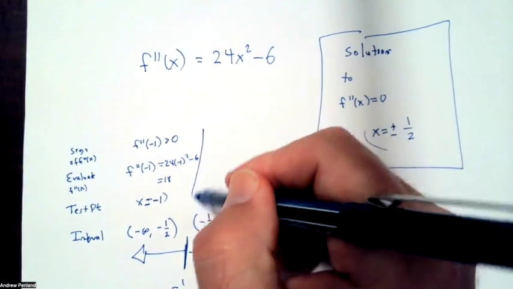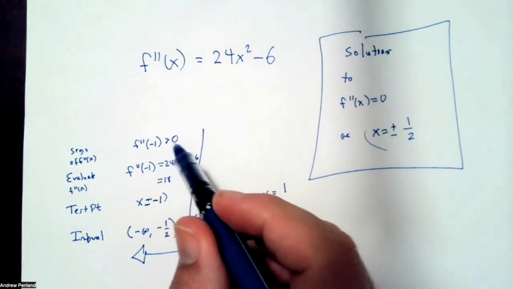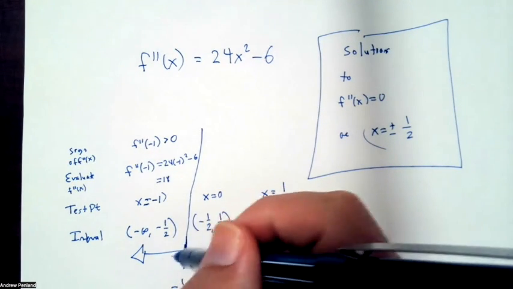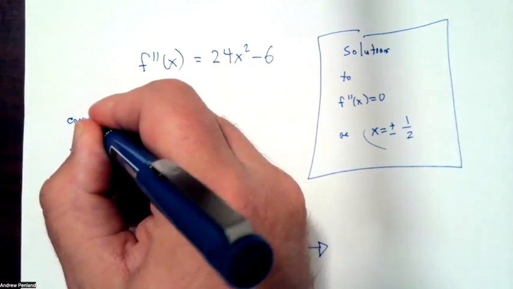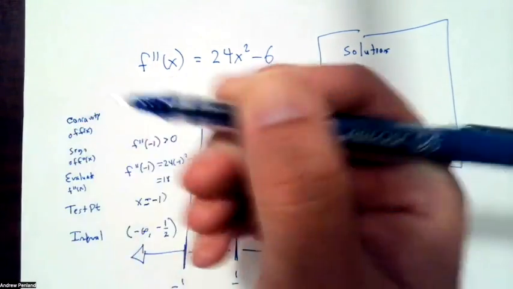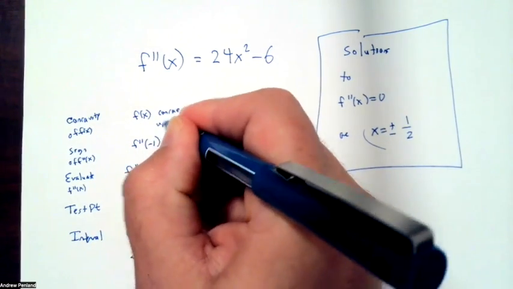And so that's actually a stand-in for this entire region. If f double prime of negative 1 is positive, that means f double prime of x is positive everywhere throughout here. So the concavity of f of x is also determined. We're looking at f of x being concave up on this entire region.